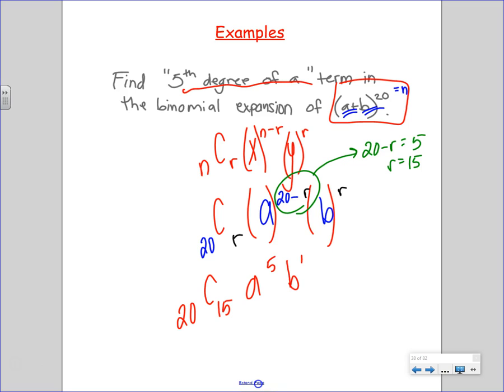B is going to be to the 15th. P.S. If you guys notice, the powers of the two terms will always add to n if you did it correctly. The powers always add to n.